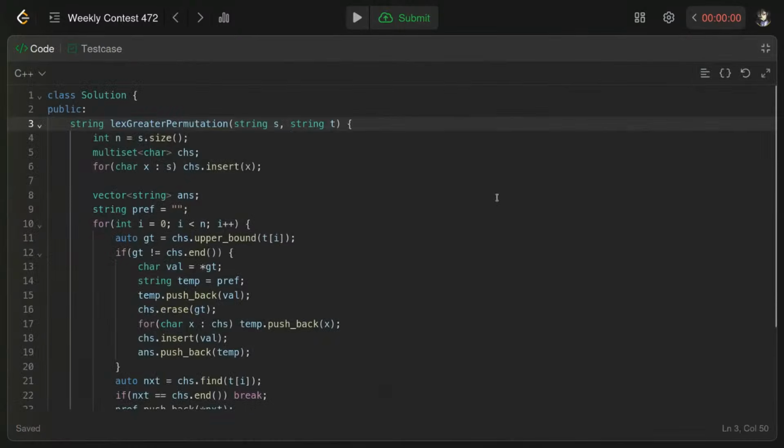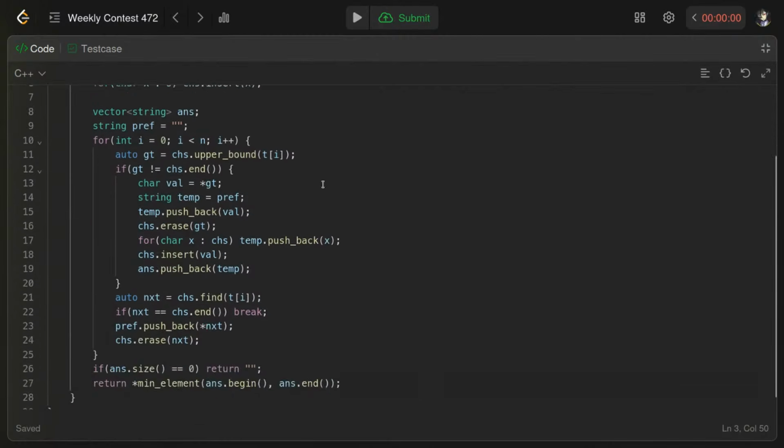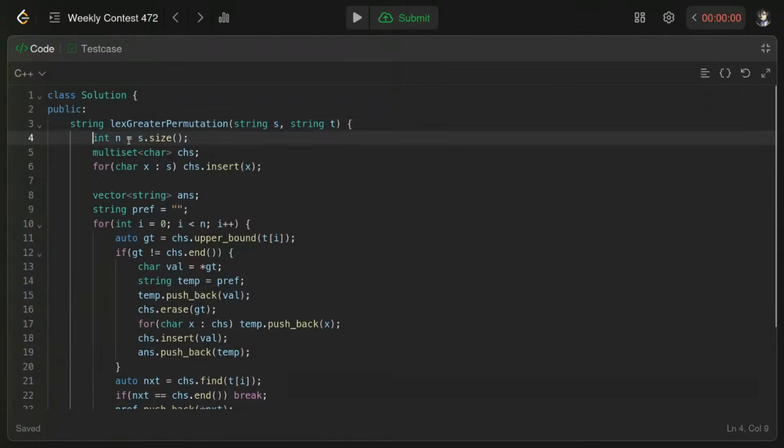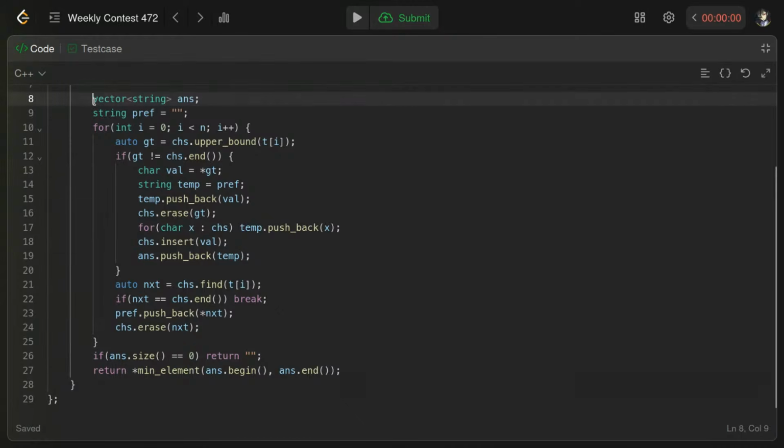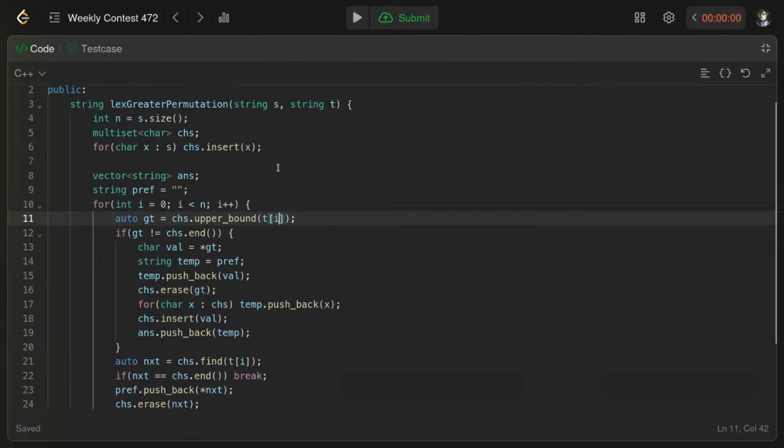I hope it's understandable. Anyways, so basically, n is the size of our string. This is the multiset of the characters. So multiset characters, and we're going to insert all the characters in it. Fine. Now we have a string of possible answers as well as a prefix string. And what we can say is for each position, we're going to find the upper bound for this current position, right? So T of I, target of I is upper bound in the remaining characters.